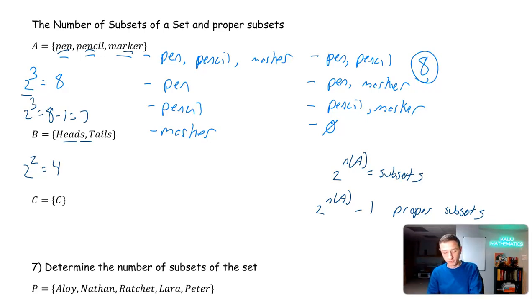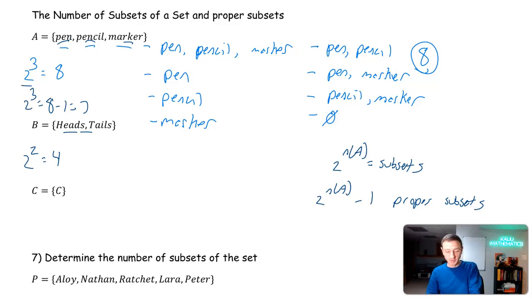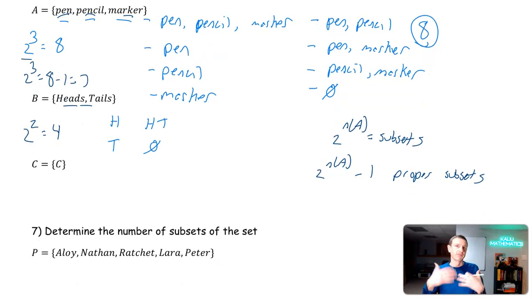This is really short, so I have no problem just counting these off. I could have heads, I could have tails, heads, tails, or tails, heads, it's the same thing. And then the empty set, so that's 4. It's not saying flip a coin first, it's just saying what is the set of heads and tails. You could have heads, tails, heads, tails, and then the empty set.